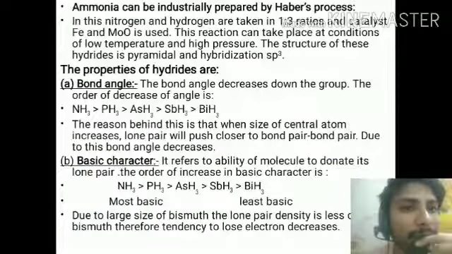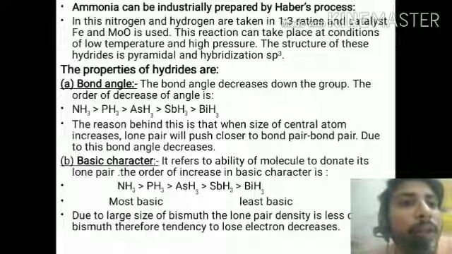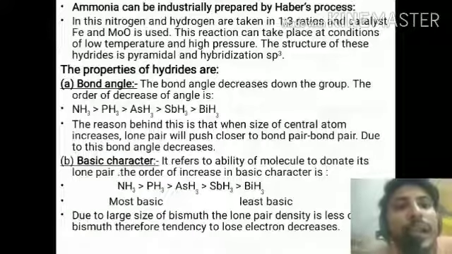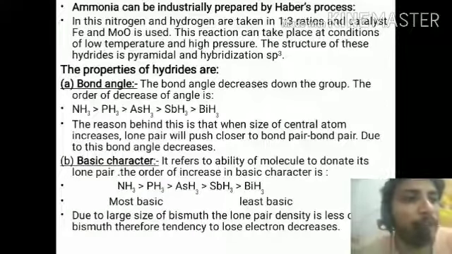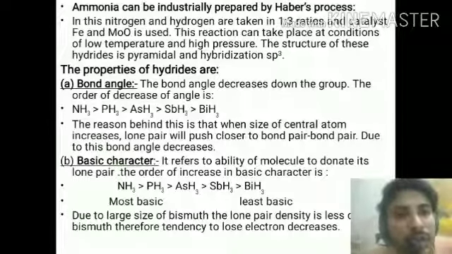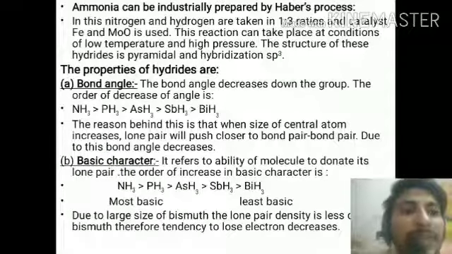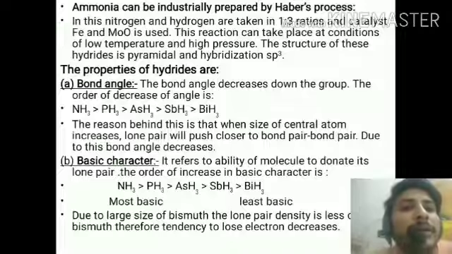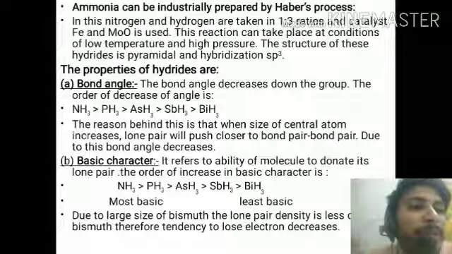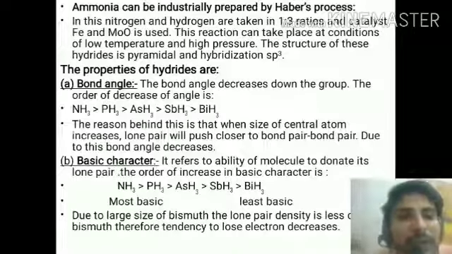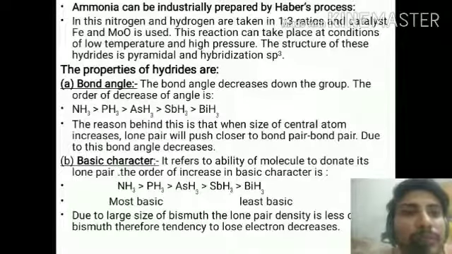Now, basic character. It refers to the ability of the molecule to donate its lone pair. If any compound is basic in nature, it donates electrons. In the order of basic character, ammonia is the most basic. When you move from top to bottom, basicity decreases, because ammonia contains a lone pair of electrons.